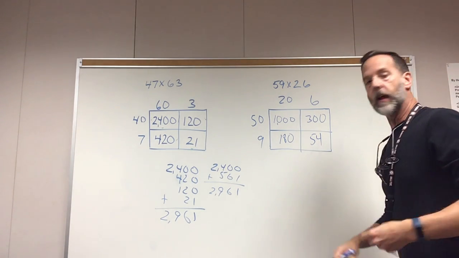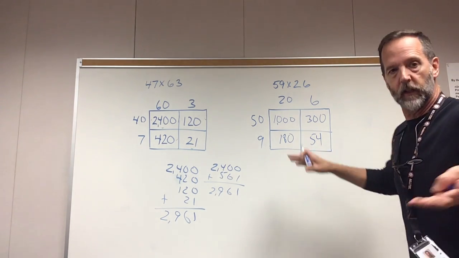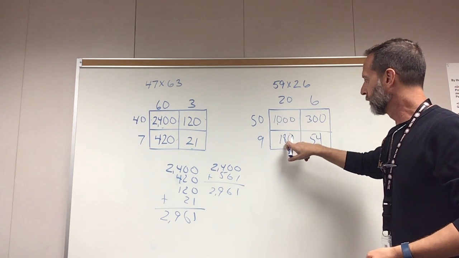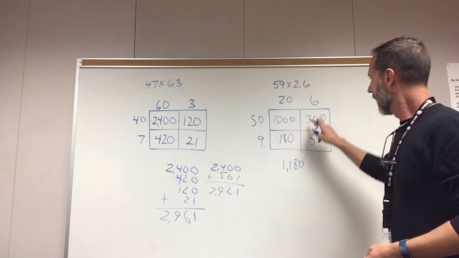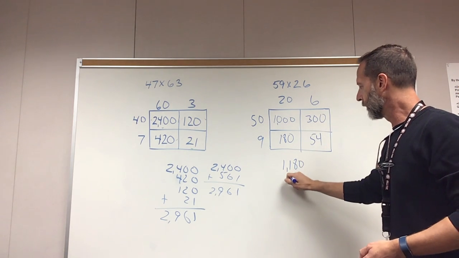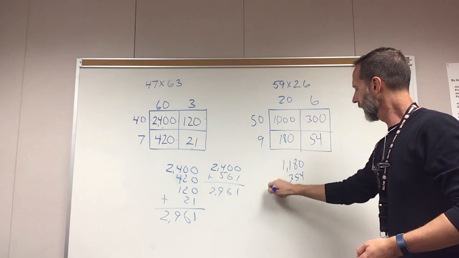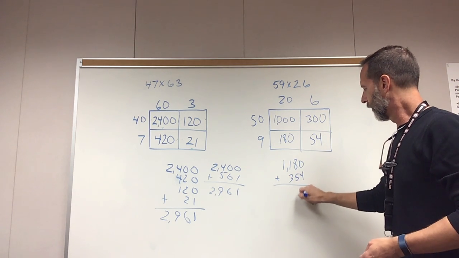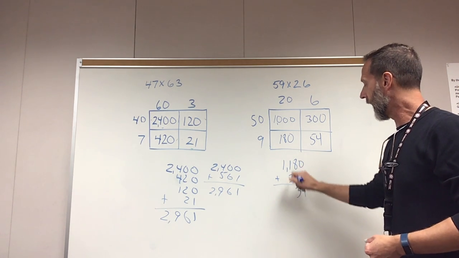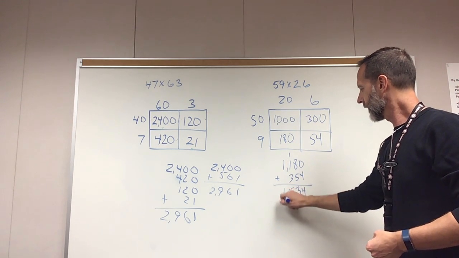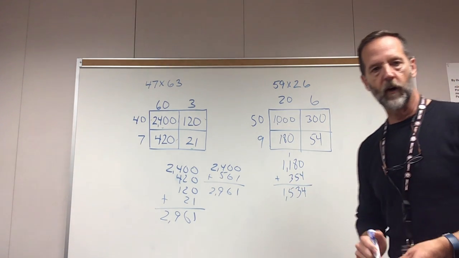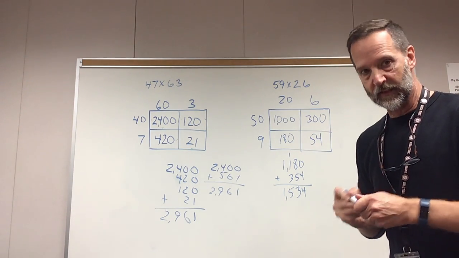All right? So now, when we go to add, let's see if we can put some things together. 1,000 plus this would be 1,180. 300 plus 54 would be 354. And let's go ahead and add those. 4 and 8 is 8, and 5 rather is 13. 1 and 1 is 2 plus 3 is 5. And I get 1,534. Let's do another one.